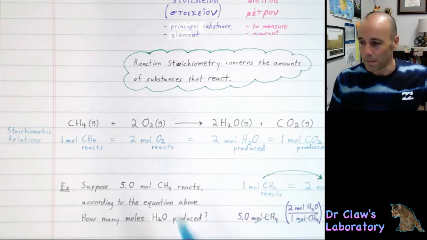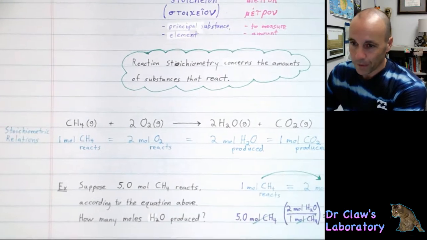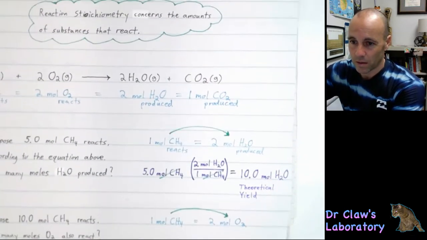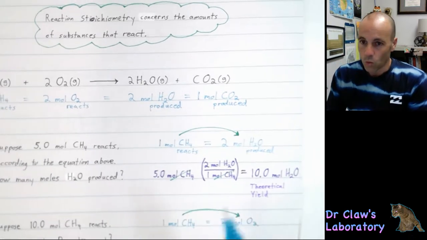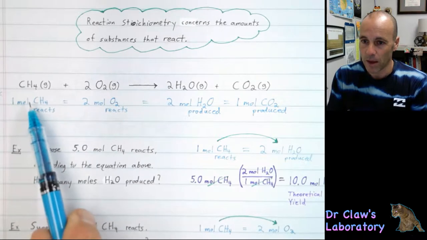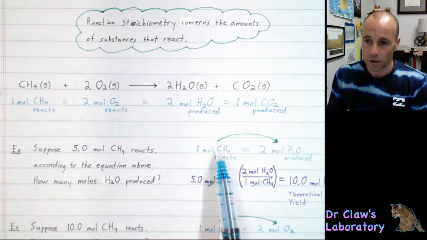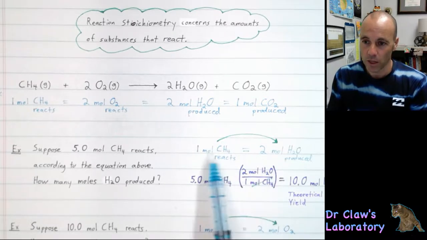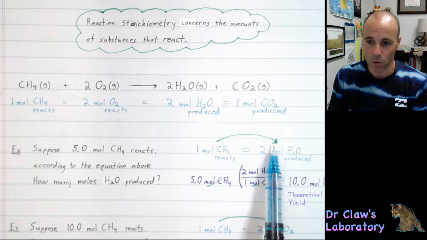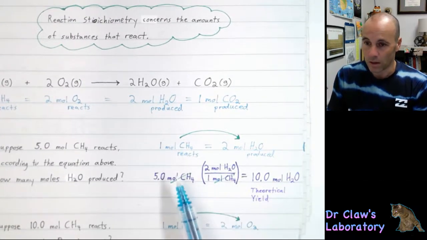Okay, but the way you want to demonstrate this in order to be clear is by the following calculation. We know that from the equation, 1 mole of methane reacting means 2 moles of water are produced. So we can use this relation between those two to convert from moles of methane to moles of water. And this is how you would show it nice and neatly.